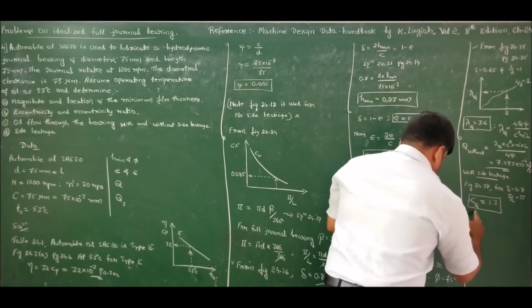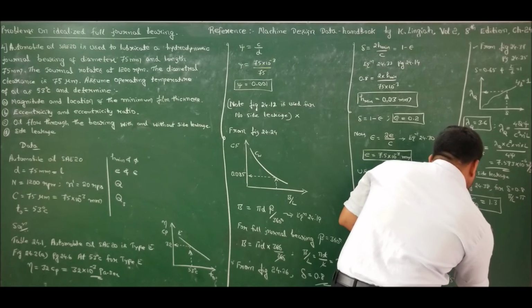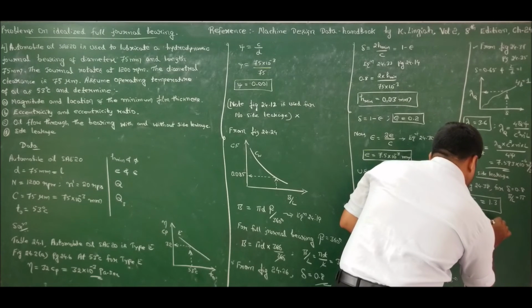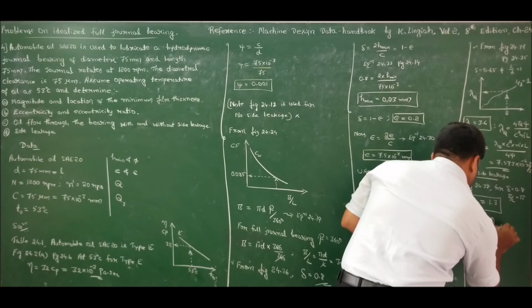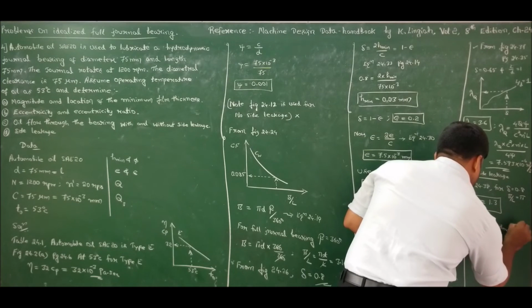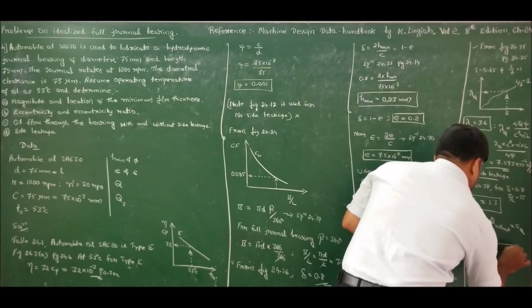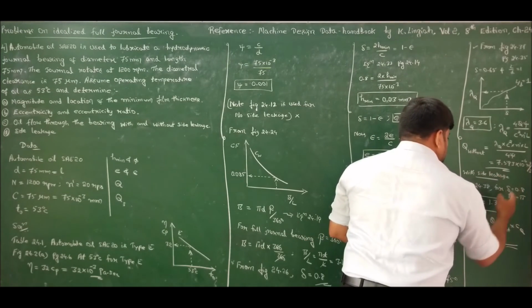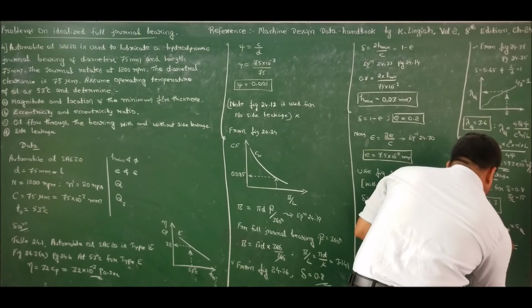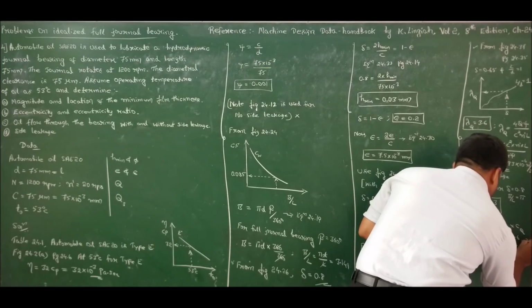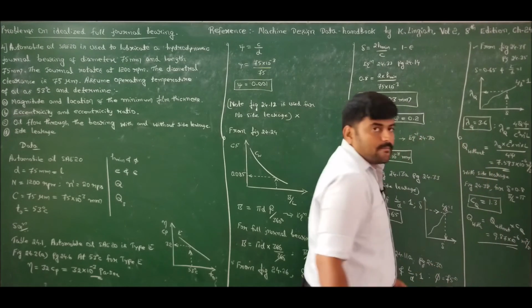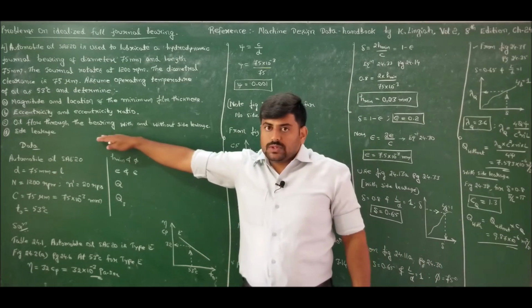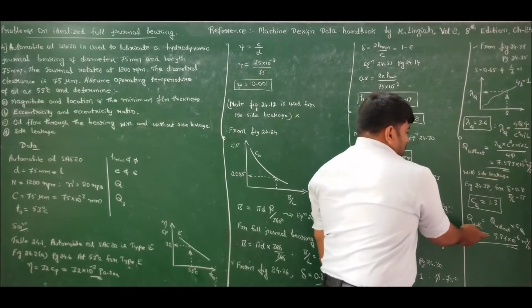Now the definition of CQ is that Q with side leakage is equal to Q without side leakage into CQ. Hence, with side leakage is 1.3 times this one. So without side leakage multiplied by 1.3 yields us the value 9.87 into 10 to the power of minus 6 meter cube per second. So this is the value of oil flow through the bearing without side leakage and with side leakage.